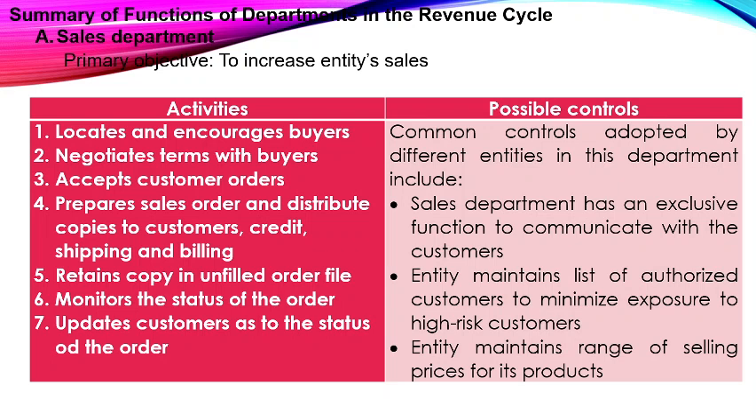Now, the possible controls. The common controls adopted in this department include: the sales department has an exclusive function to communicate with the customer. Second, the entity maintains a list of authorized customers to minimize exposure to high-risk customers. And the entity maintains a range of selling prices for its products. So these are the activities and the possible controls in the sales department.